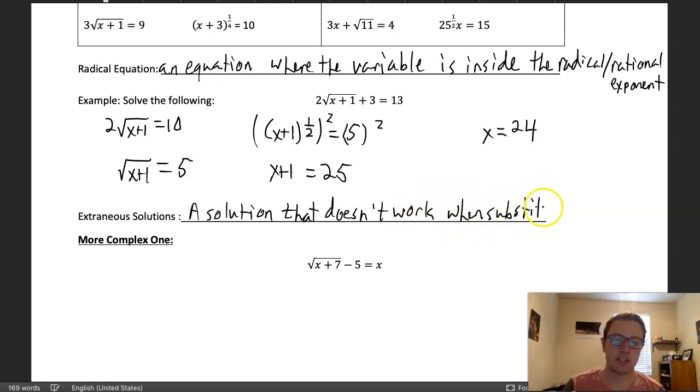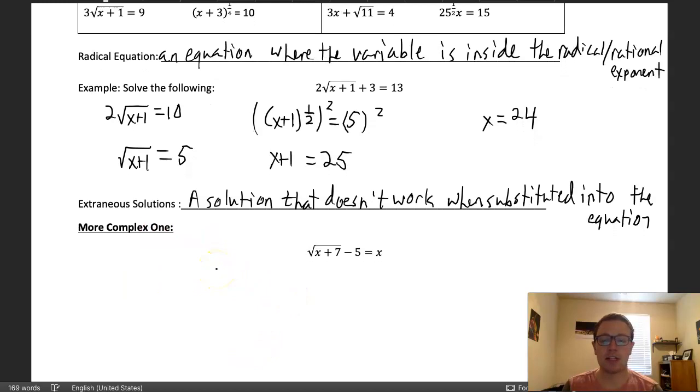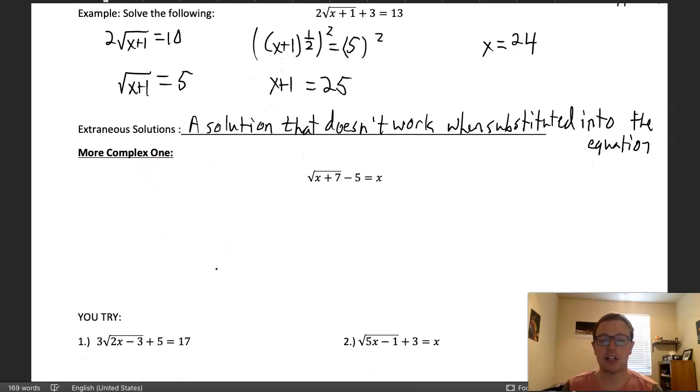So when it's substituted into the equation. This means that to look for extraneous solutions, we have to substitute our values back in to check whether they make our equation true or false. Let's go ahead and try a problem that might have an extraneous solution.